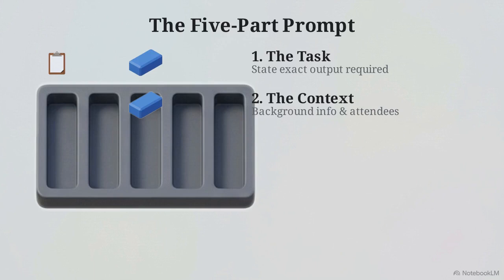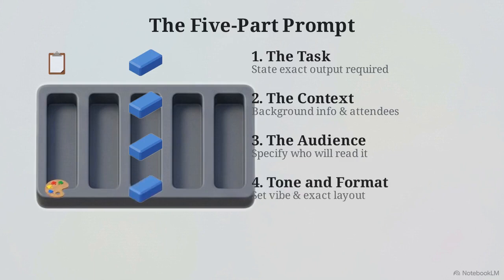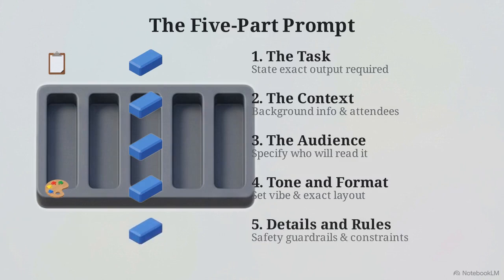Second is the context. Give the AI the background it needs, like the meeting's purpose and a list of attendees. Third is the audience. Specify who will read the output, so the tool knows whether to use jargon or clear language. Fourth is tone and format. You can ask for a professional tone and dictate the exact headings you want, like action items and risks.